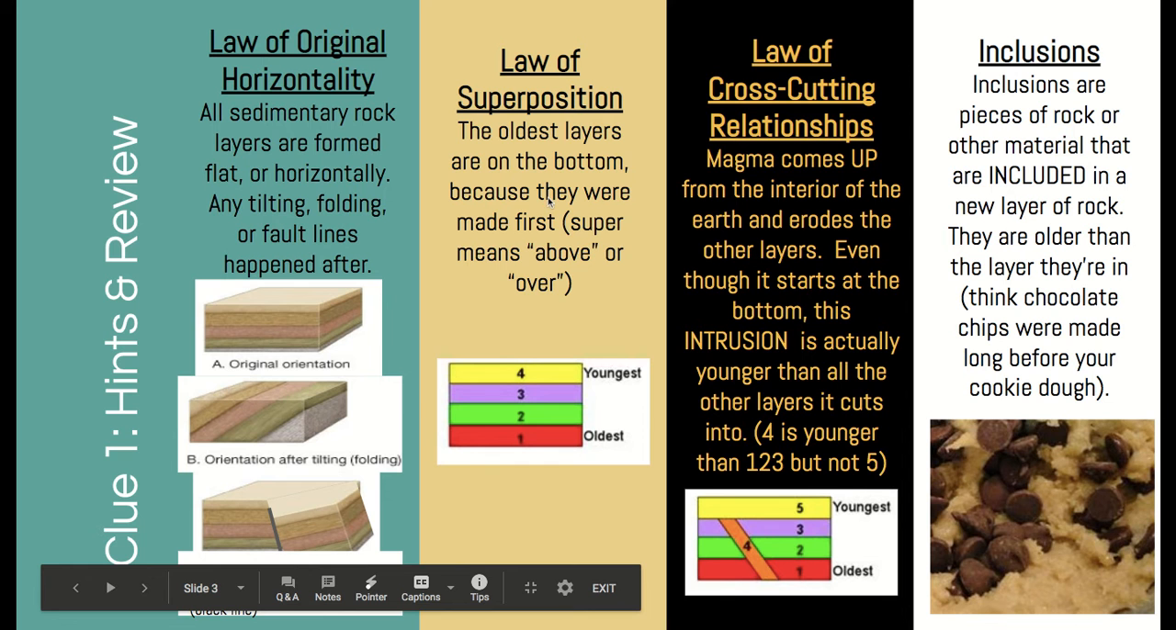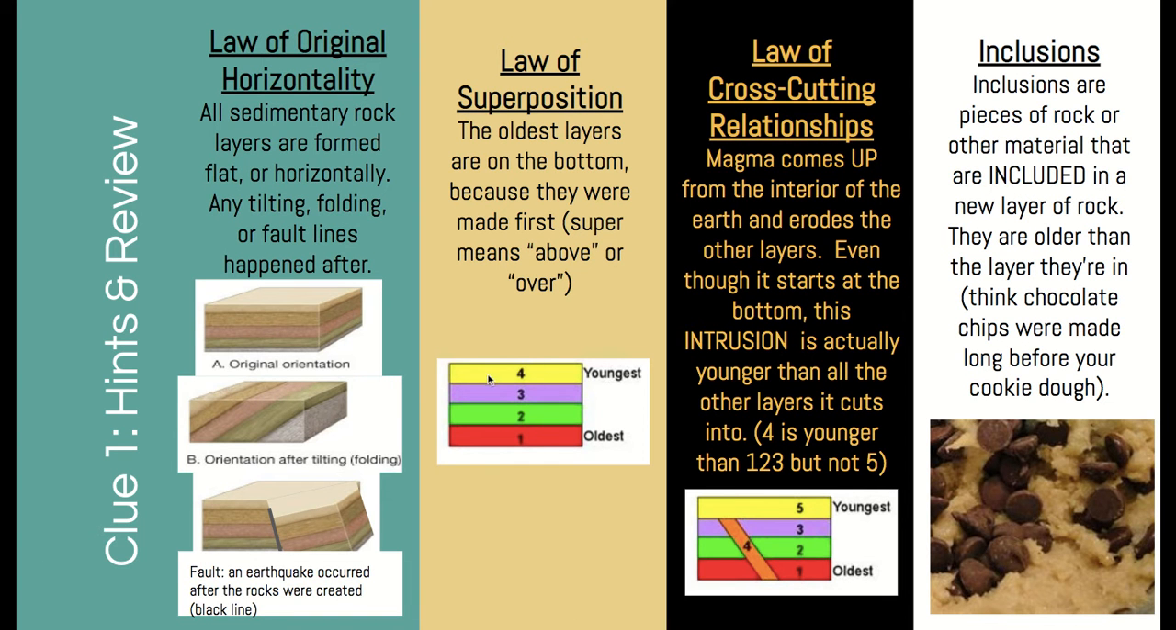The law of superposition is really straightforward. It says that the oldest rocks are found at the bottom and the youngest rocks are found at the top. It just makes sense. You cannot have a top layer without having a bottom layer, just like you can't have the top layer of a cake without having the bottom layer down first. So you have to have that foundation, and everything else gets built on top of that.